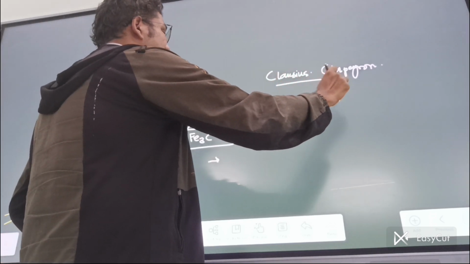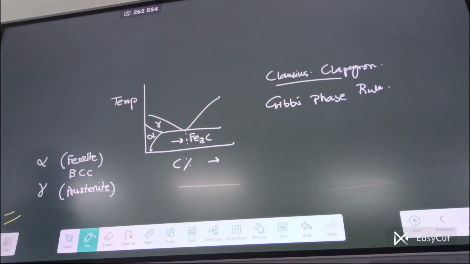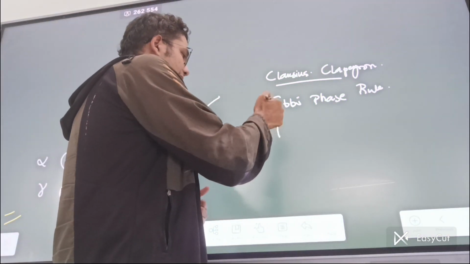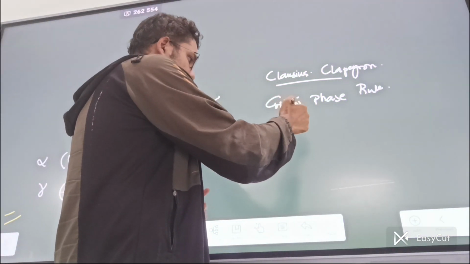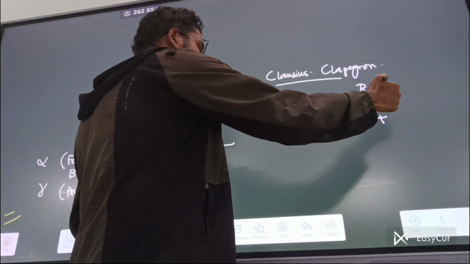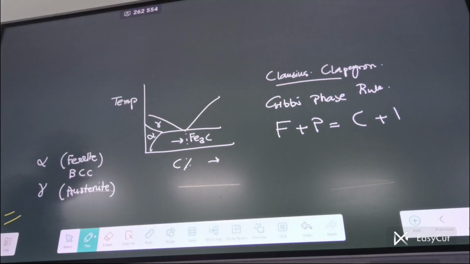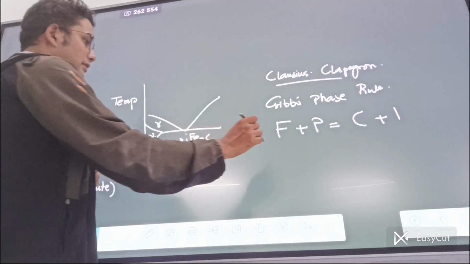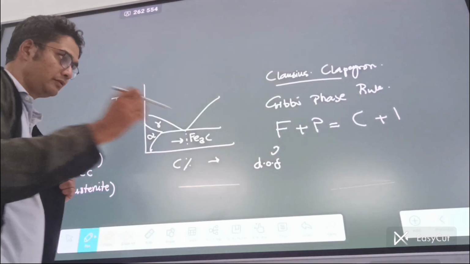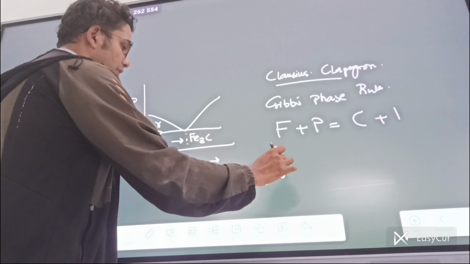phase rule. The Gibbs phase rule is very simple. You can write F plus P is equal to C plus 1. It's very simple. What is F? F is the degree of freedom, or in this case, the number of variables.